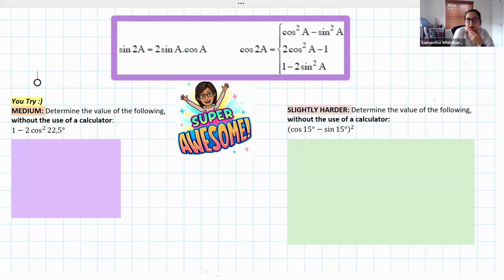Okay, but I really like where our thinking was going with that last one. I'm glad we're thinking about our identities, thinking about how we can use them.